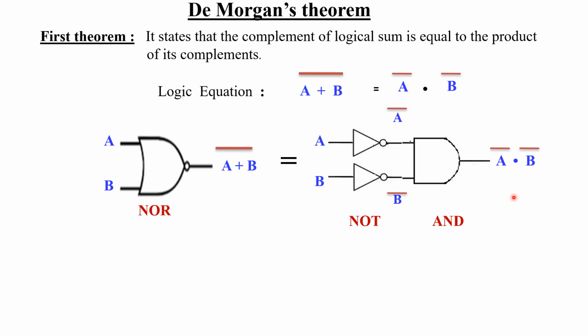This equivalent circuit can be redrawn by a bubbled AND gate. In the bubbled AND gate, after the bubble we get A bar and B bar. Then the AND operation: from A we got A bar, from B we got B bar. So this is the AND operation, so it is A bar dot B bar. So the NOR is equivalent to the bubbled AND gate.